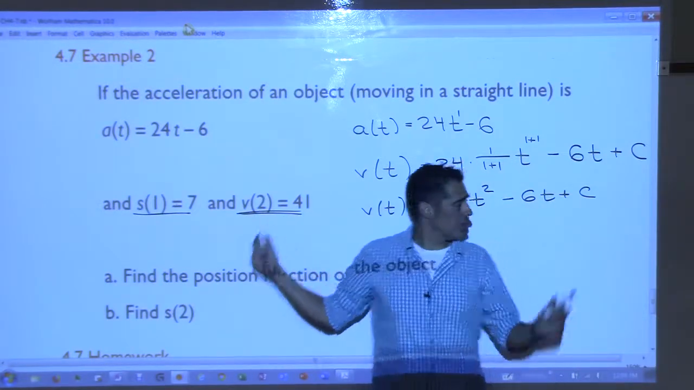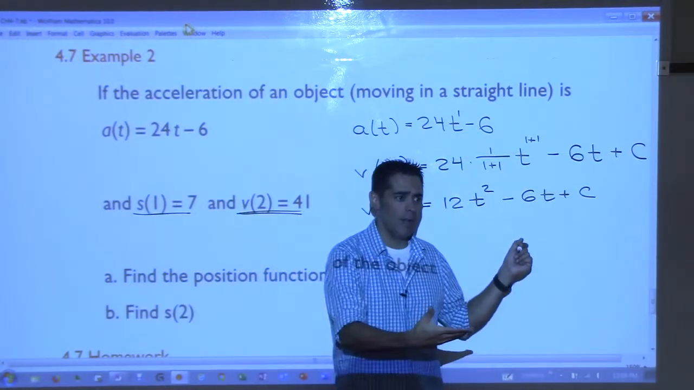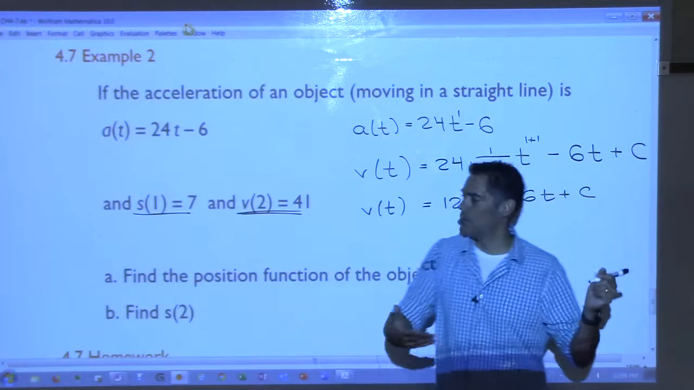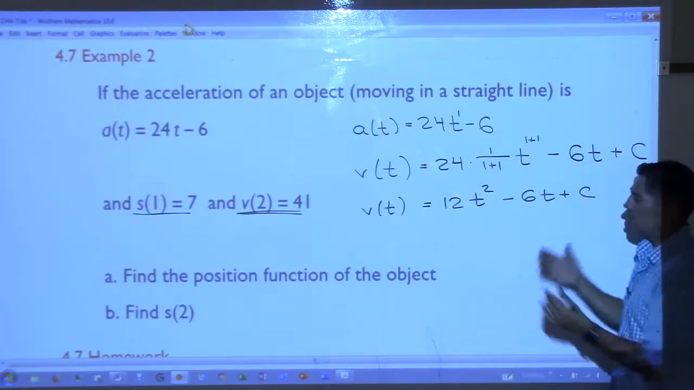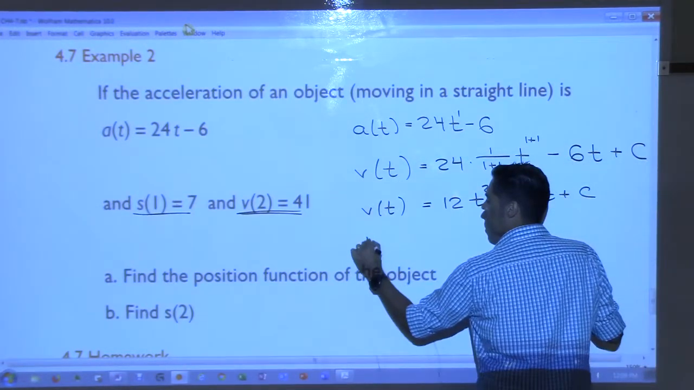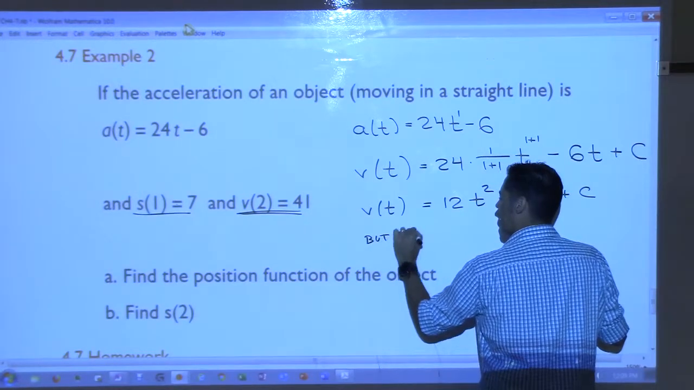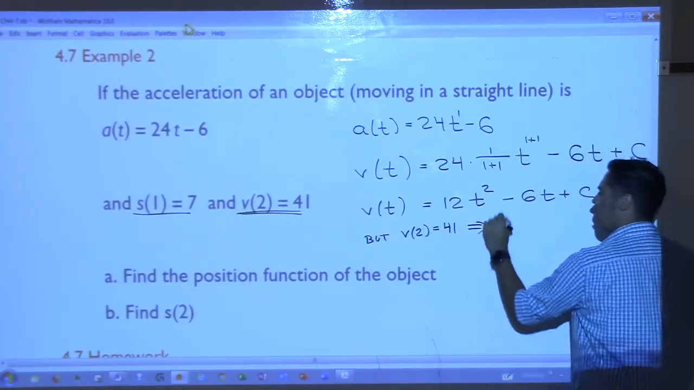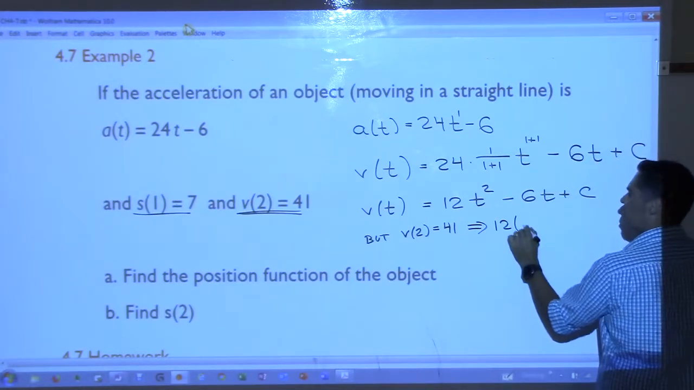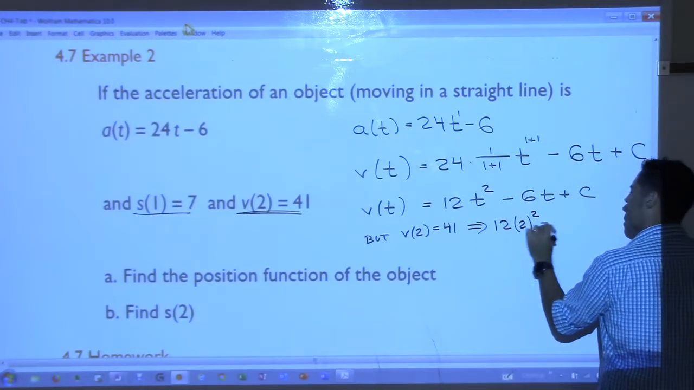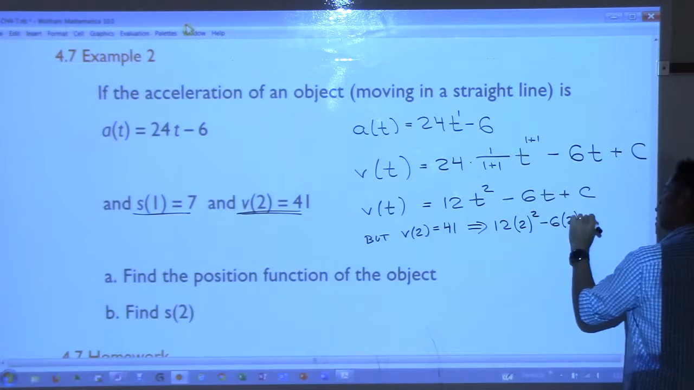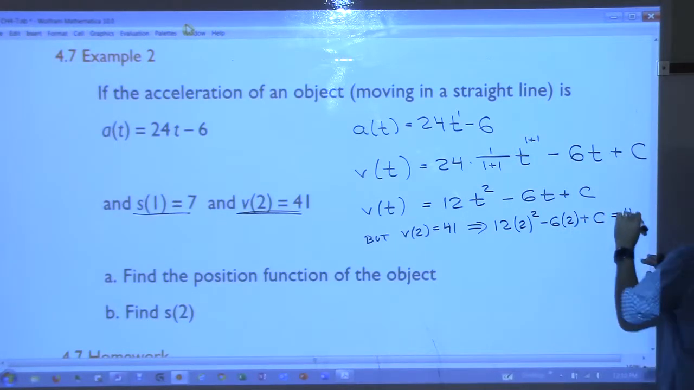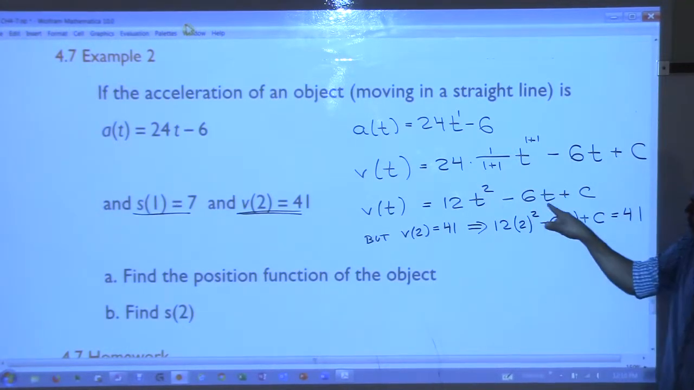We know that when we plug 2 into this, it needs to spit out what? 41, right? So let's do that. We're going to put v of 2 equals 41, which implies that when we plug 2 into this velocity function, we should get 41 at the end, right? And now we just do some arithmetic here.